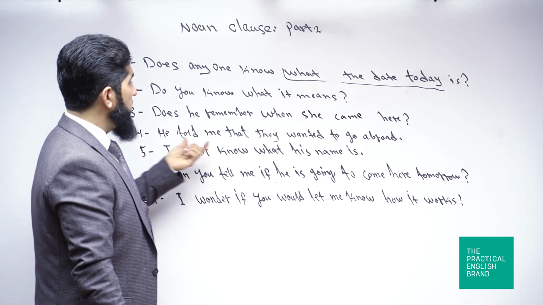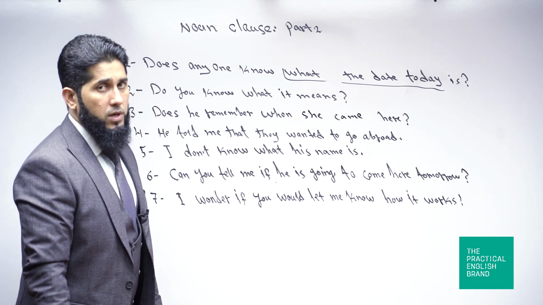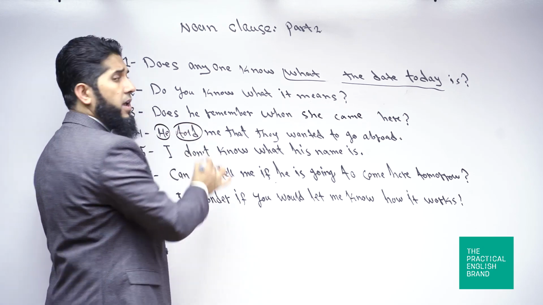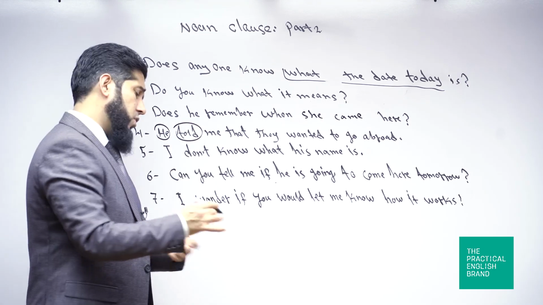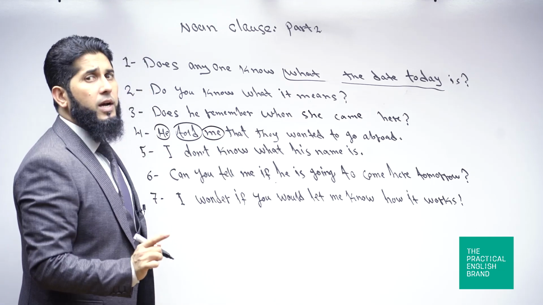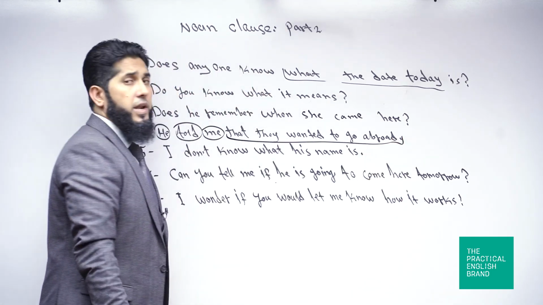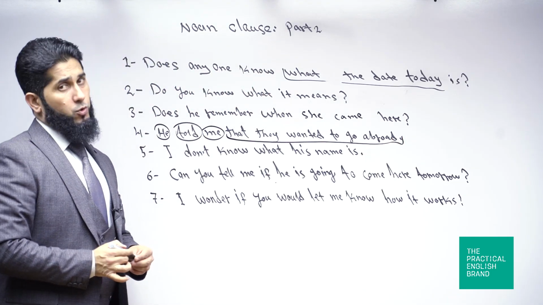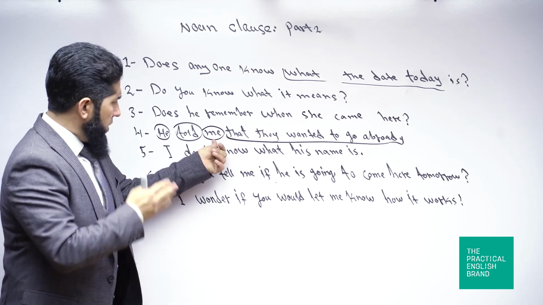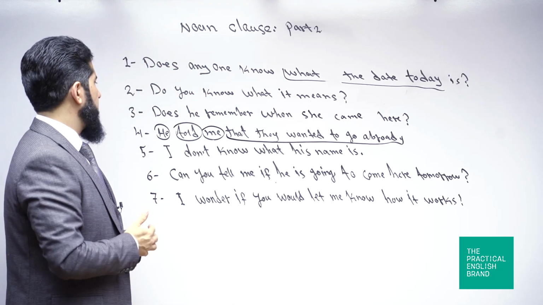Sentence number 4. He told me that they wanted to go abroad. Okay, so now we have the subject he, and we have the main verb told, the second form of tell. And we have two objects over here. Me is the indirect object, and that they wanted to go abroad, the noun clause here, functions as the direct object. This verb takes two objects: the indirect object, me, and the direct object, that they wanted to go abroad.